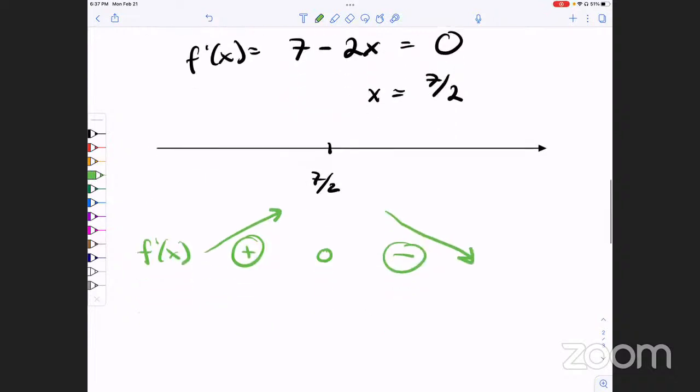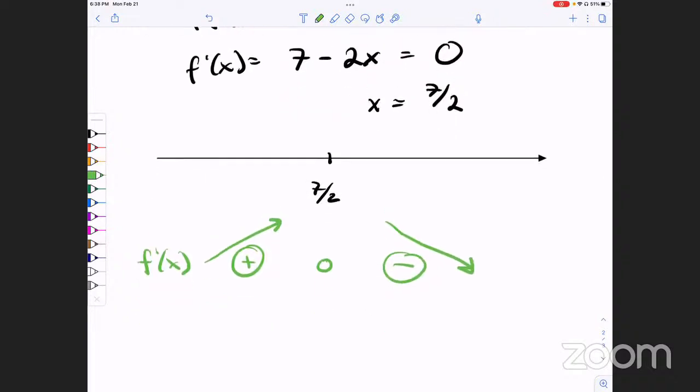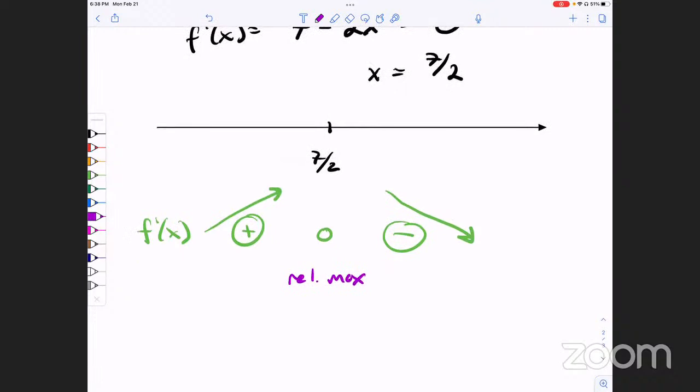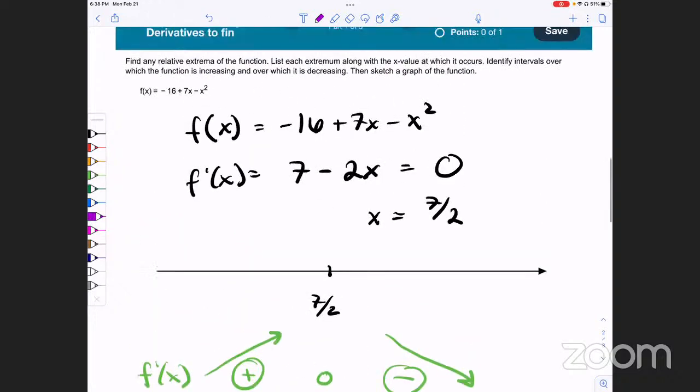So if the original function is going from increasing to decreasing, is this a relative max or a relative min? Are we at the top of a mountain or at the bottom of a valley? So this is a relative max. Now, based on the original, we have a relative max when x is 7/2, and the corresponding y we need to find by plugging it into the original.